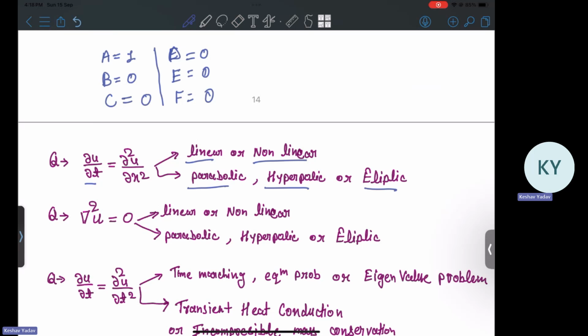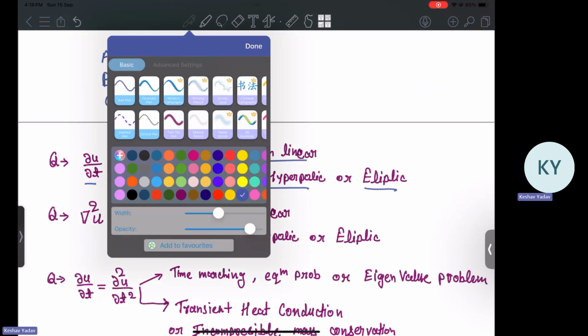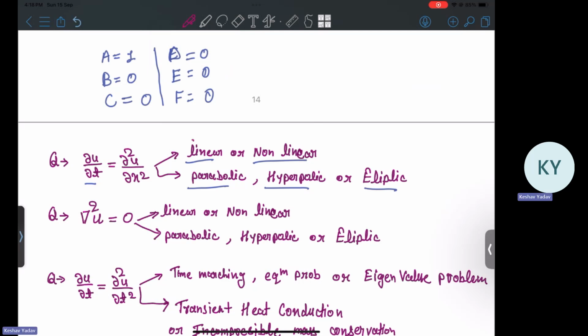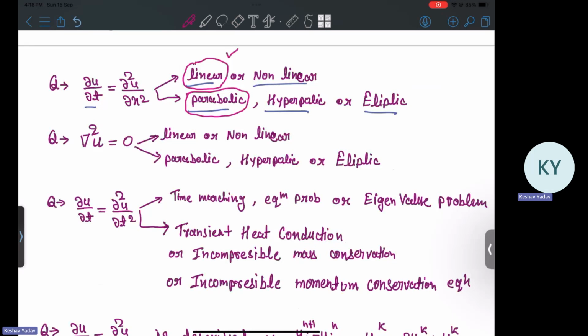Means what? This is a constant or a function of x and y. Means it is linear. And how do we check parabolic and all? So B square minus 4AC. So 0 minus 0 will be equal to 0. So this is parabolic and it is linear. Okay. This next equation is also a linear equation.